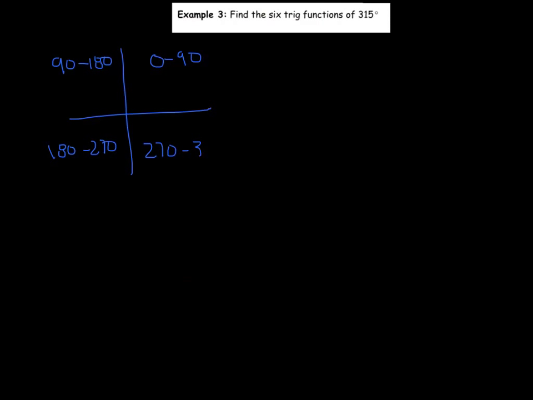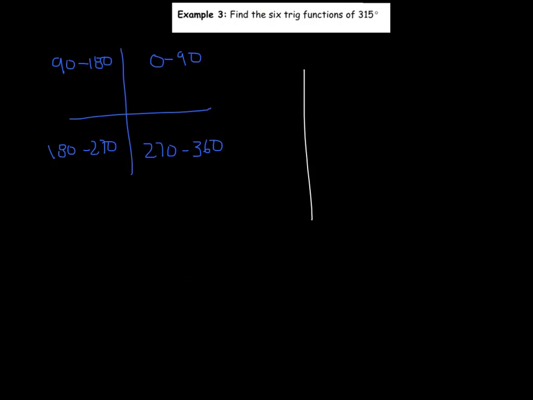All right, it says that we need to find the 6 trig functions of 315 degrees. So this requires us to know what quadrants and what angles are in which quadrants. So, 0 to 90 is in quadrant 1. 90 to 180 is here. 180 to 270 is here. And 270 to 360 is in the 4th quadrant. We'll talk about this later when we do the unit circle, but those are the 4 quadrants. So 315 is going to be somewhere in the 4th quadrant.